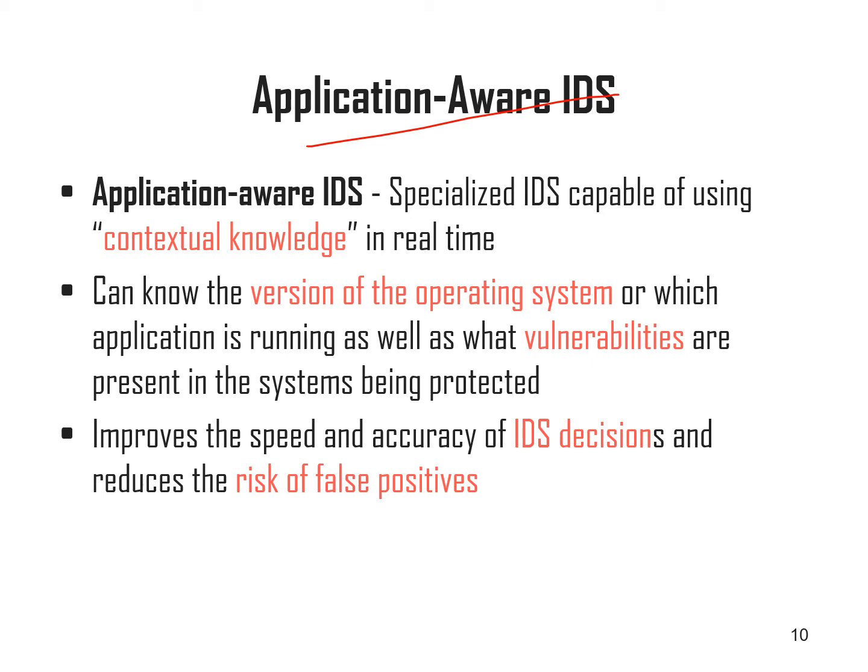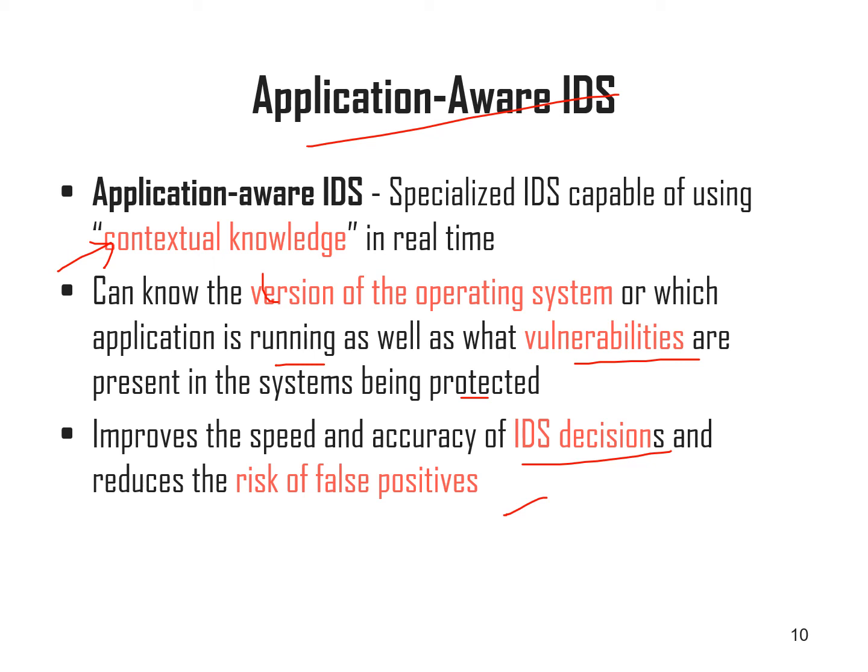So it can know the version of the operating systems. Definitely, before the intrusion is detected, it knows the version of the operating systems which is incorporated there, or which application is running as well. So in that particular host or network, what are all the applications running on that, as well as what are all the vulnerabilities present in the systems being protected. So everything it has been monitoring, and hence they say it has its own contextual knowledge. It improves the speed and accuracy of IDS decisions and reduces the risk of false positives.